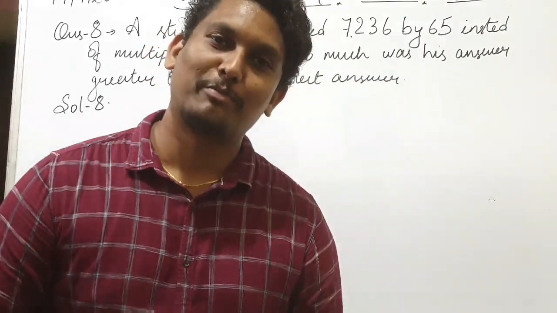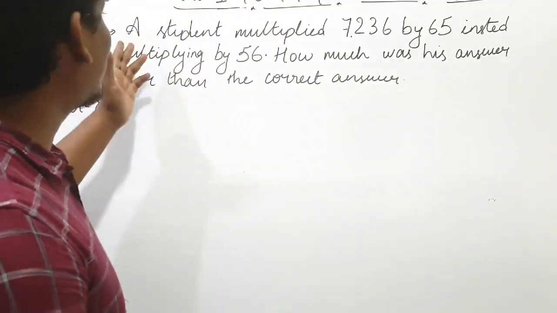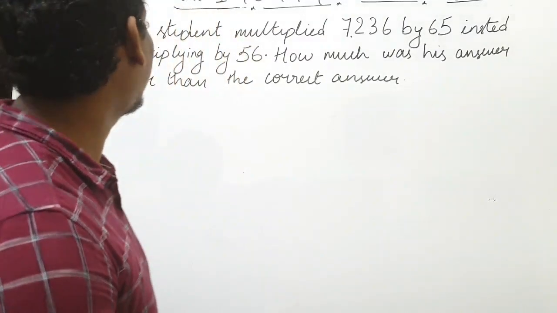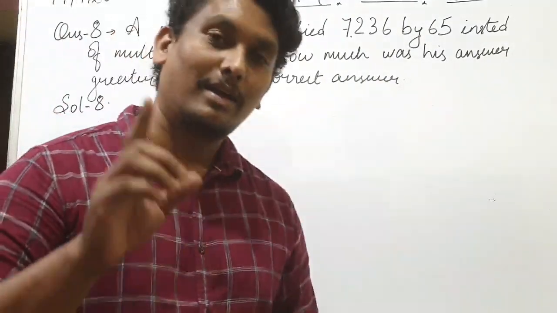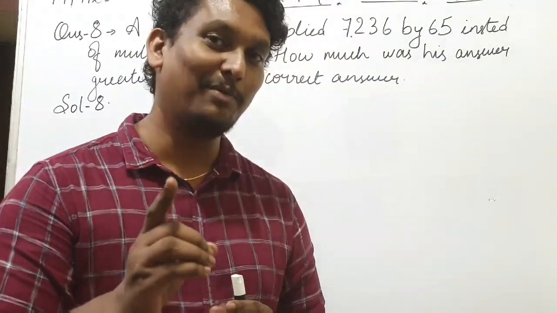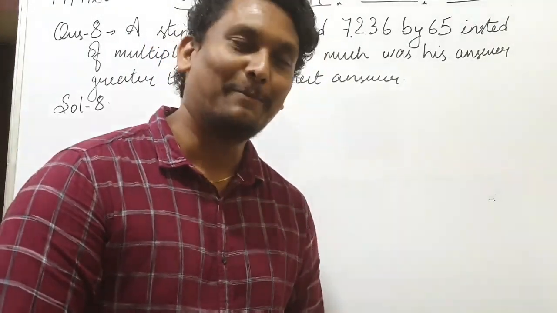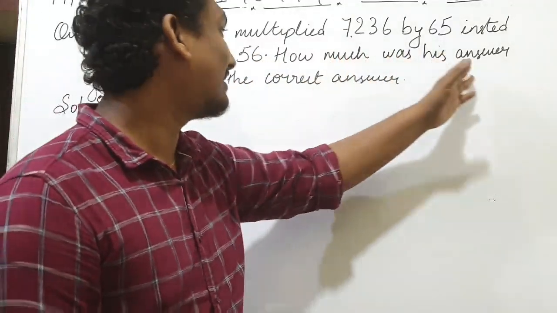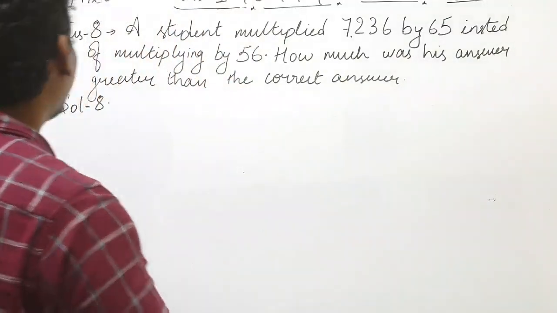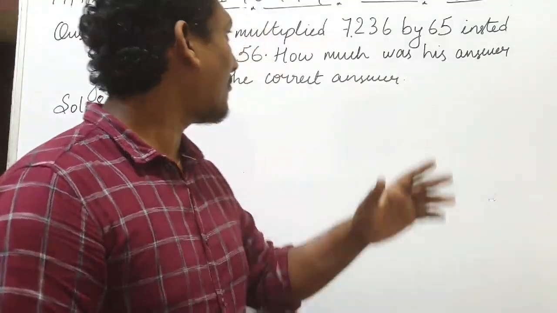Okay, students, come to question number 8. I'm just going to read the question. A student multiplied 7,236 by 65 instead of multiplying by 56. Don't be like this student. Read the question carefully in your exam and see what numbers are given and do the questions correctly. How much was his answer greater than the correct answer? Here greater than means we have to find the difference.